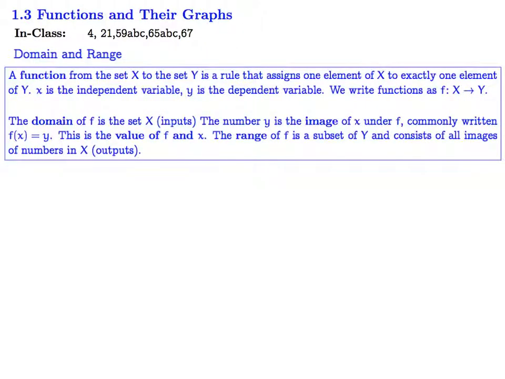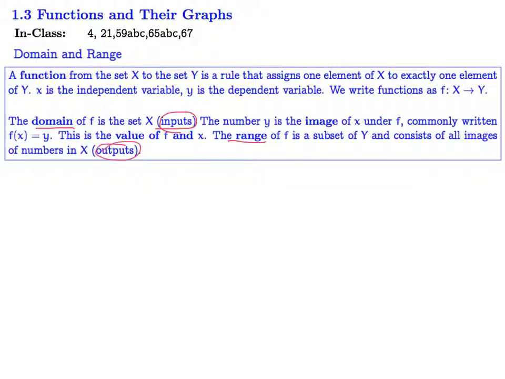So now we're on to our next big vocab word, the domain and range. So the domain of a function is going to be the set of x, the set of all inputs, whereas y is the image of x under f, commonly written as f of x equals y. This is also called the value of f at x. The range of f is the subset of y and consists of all of our outputs. So the domain, really the key here is to see that the domain is all of your inputs, and the range is all of your possible outputs.